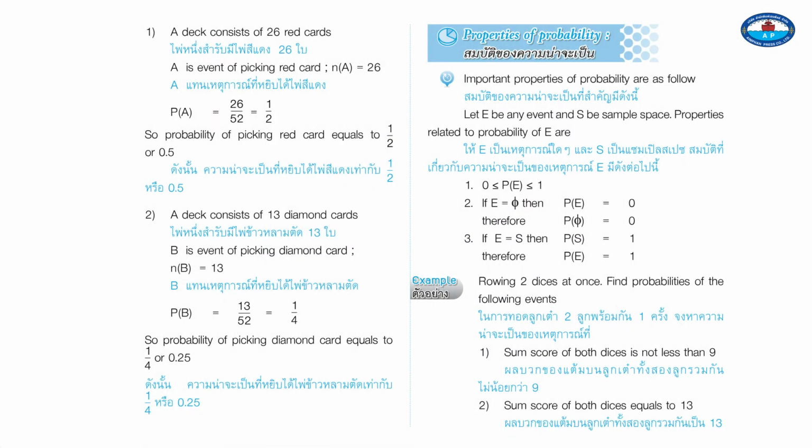Properties of probability. Important properties of probability are as follows. Let E be any event and S be the sample space. Properties related to probability of E are: 1. 0 is less than or equal to P(E), which is less than or equal to 1. 2. If E equals the empty set, then P(E) equals 0. Therefore, P(empty set) equals 0. 3. If E equals S, then P(S) equals 1. Therefore, P(E) equals 1.